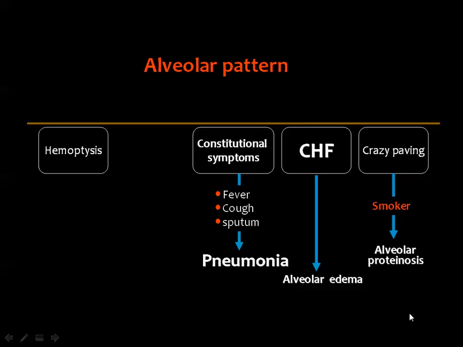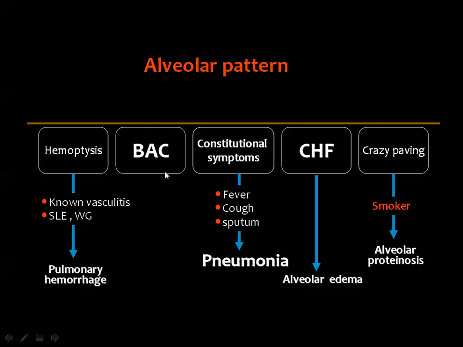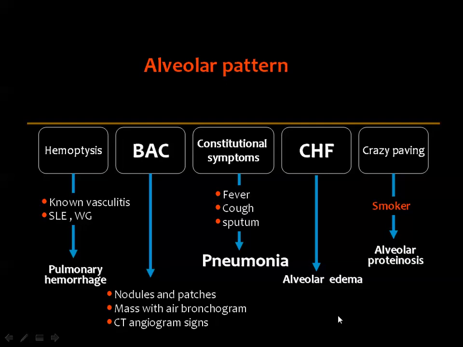If the patient has hemoptysis and is known to have one of the conditions associated with vasculitis, like systemic lupus or Wegener granulomatosis, the diagnosis will be pulmonary hemorrhage. In cases of bronchoalveolar carcinoma, it is usually difficult to reach the diagnosis from the CT scan. But as I have mentioned, if there are nodules and patches, this is a helpful sign. If there is a mass with air bronchogram, this is a helpful sign, and the CT angiogram sign is also helpful.